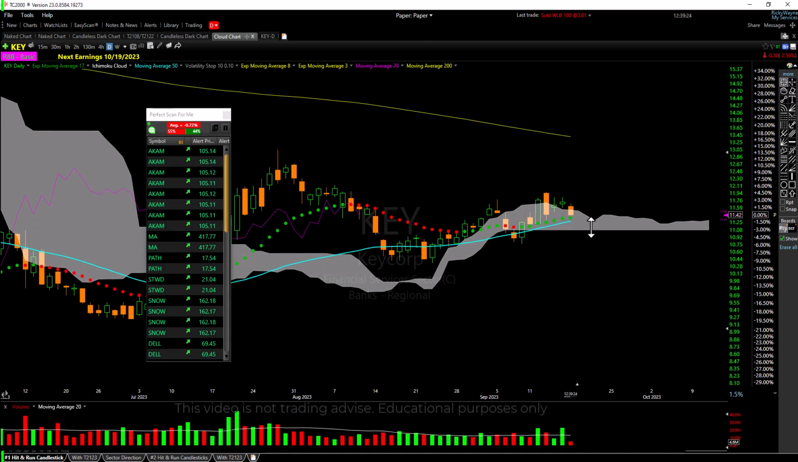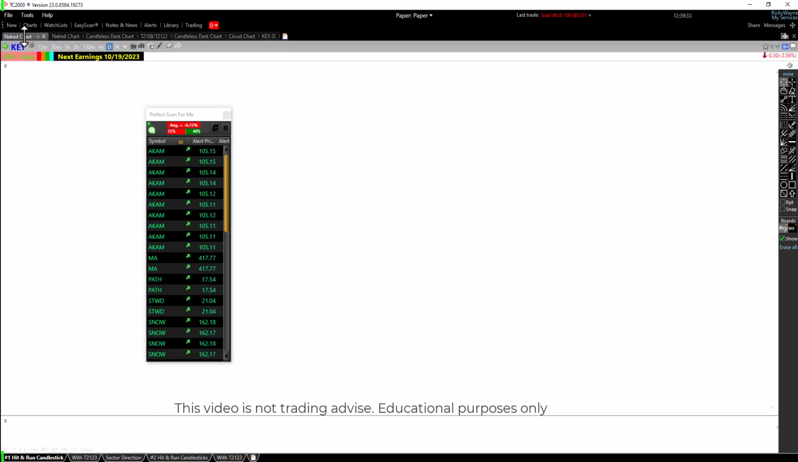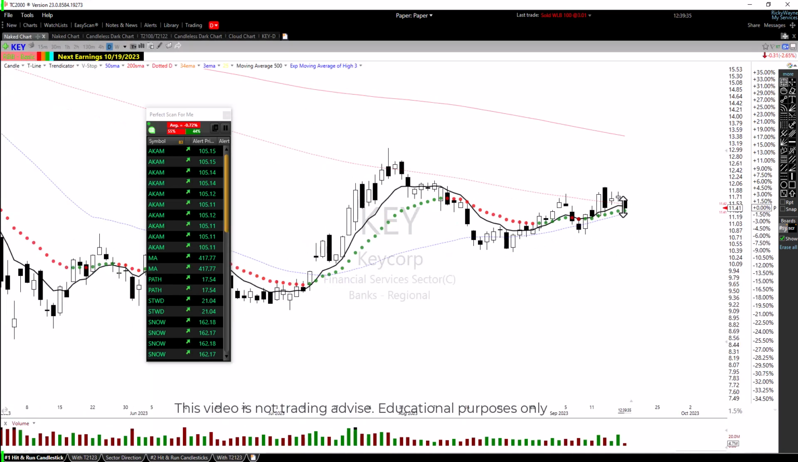Let's see here. The 3 is above the T line. I don't think I have the T line on this, do I? No, I don't. Let's go over here. There we go. The 3 is above the T line. That's what we have here. T line's above the 17. That's what we have here. Everything's there. It's below the highest high in the past 5 days. That's an entry mechanism. It's all right there.